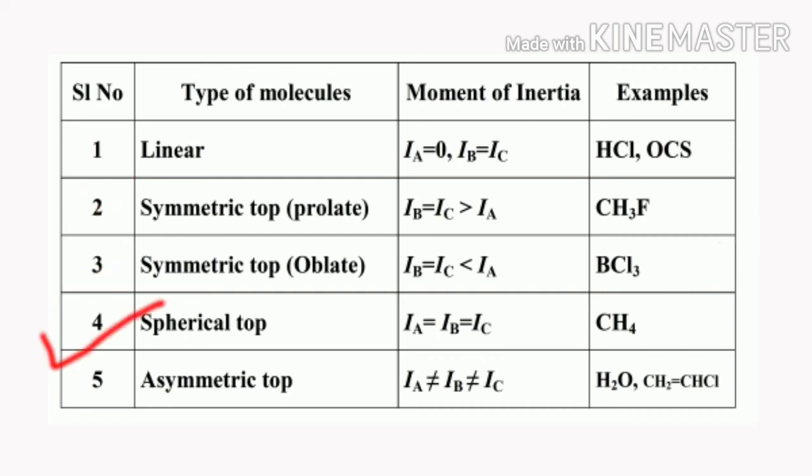Next is the spherical top. In this type of molecule, the three moments of inertia are the same, that is IA equal to IB equal to IC. For example, CH4. The last one is the asymmetric top molecules, where all the moments of inertia in the three directions are not equal, that is IA is not equal to IB is not equal to IC. For example, water molecule, chloroethene, etc. I think if you can remember this chart, then it will help you to answer some conceptual questions.